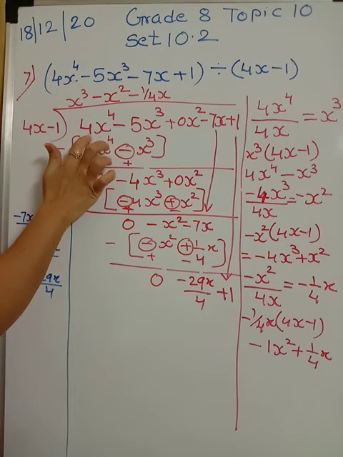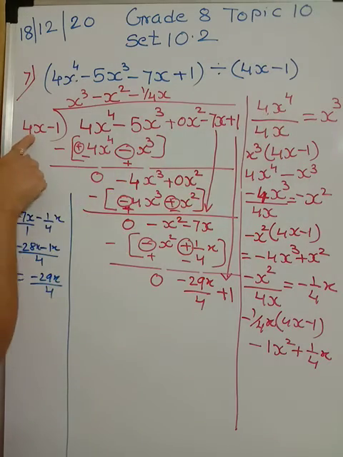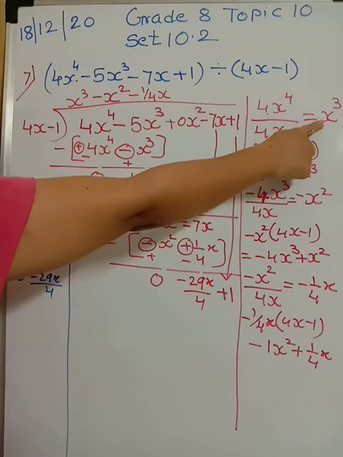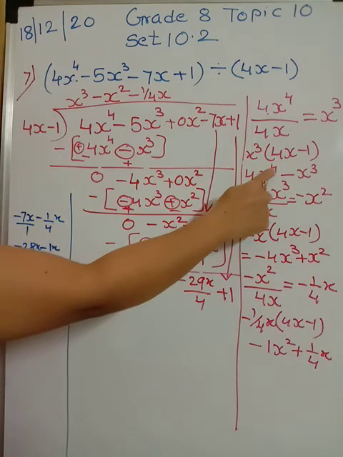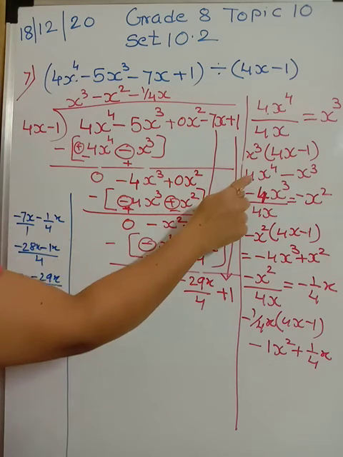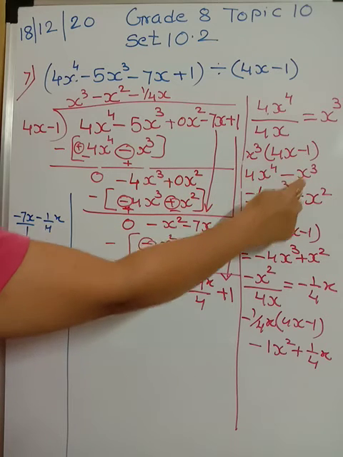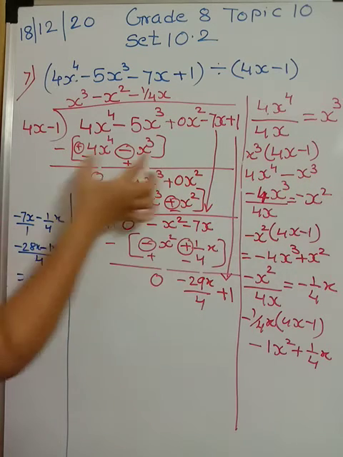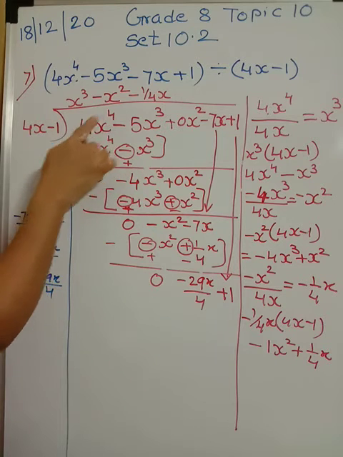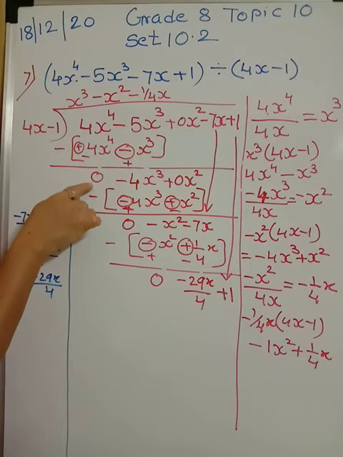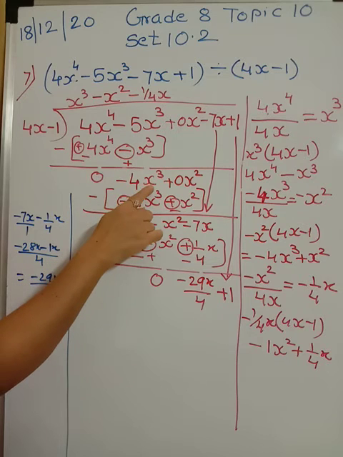So as we do regularly, 4x raised to 4 divided by 4x. You get x cube. X cube you are multiplying with the divisor. You get 4x raised to 4 minus x cube into 1, which is minus x cube. This we are subtracting. Okay, signs will be changed. 4x raised to 4 minus 4x raised to 4 will be 0. Minus 5 plus 1 is minus 4x cube.